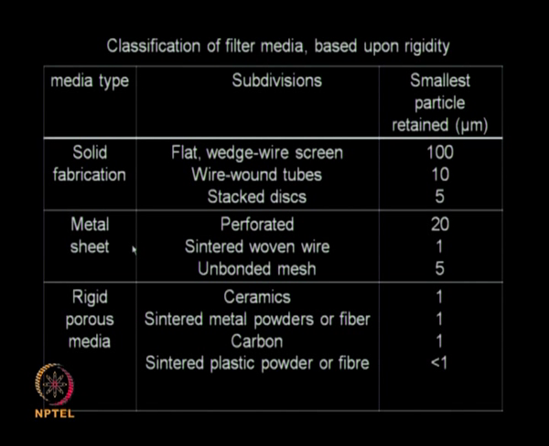So they can be grouped into solid fabrication, metal sheets, rigid porous media. This is based upon the rigidity of this filter media. They also act as a support for the bed that is getting accumulated over a period of time during the filtration process, so they should have sufficient mechanical strength, and the smallest particles they can capture also varies. You can see very small particles, less than a micron, going right up to hundreds of microns. Ceramics, sintered metals, powders, carbons and so on. We can have wires, mesh material, and then we can also have discs. Okay, so we have solid materials, metal sheets or rigid porous material.